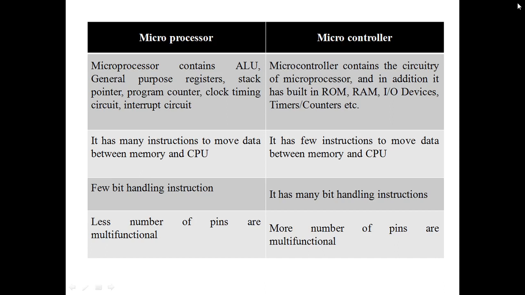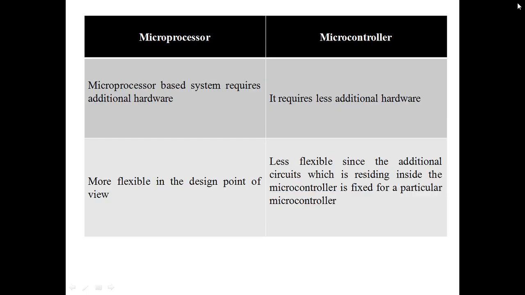The next difference is that in a microprocessor fewer pins are multifunctional, but in a microcontroller more pins are multifunctional. Then for another difference: a microprocessor requires additional hardware, but a microcontroller requires less additional hardware, because once it is set in the controller, we have already designed it properly and arranged the components efficiently. That is why it requires less additional hardware. It is enough for controlling the whole device.